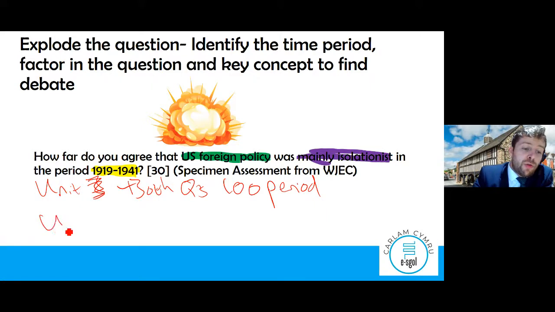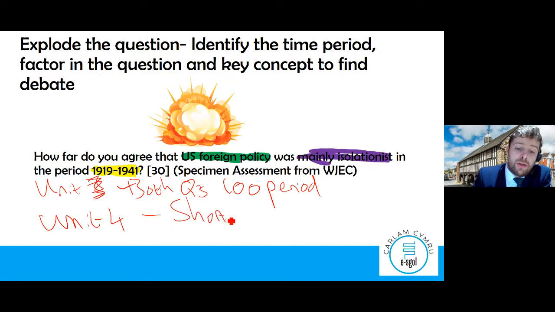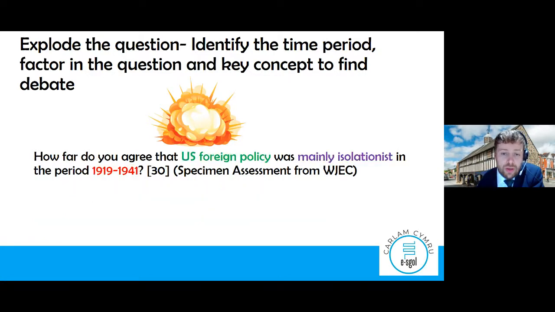But nonetheless, in Unit 4, your time period is a lot shorter, and it might represent, just like this one does, a period of just 22 years. And nevertheless, what makes a good essay makes a good essay, right? Whether that is a Section A essay, a Section B essay, a Unit 4 essay, or a Unit 3 essay. And that mark scheme, those band characteristics are exactly the same, whether it is Section A or Section B, Unit 3 or Unit 4. So there we go, right? Time period identified, factor identified, and the key concept in order to find the debate identified as well.